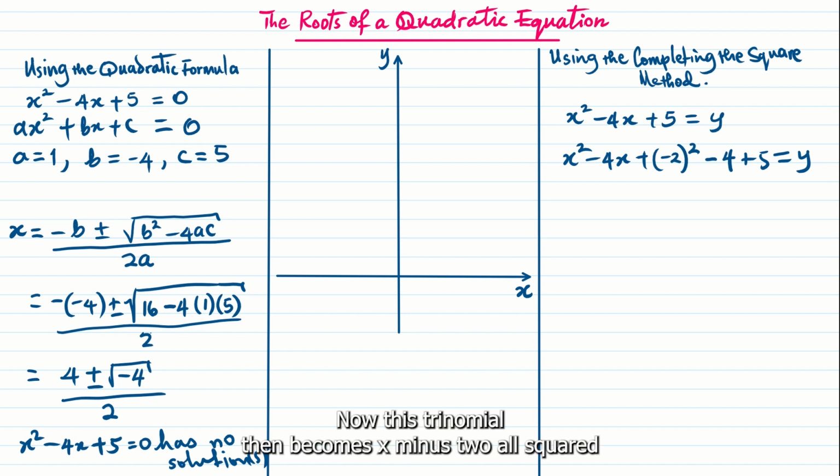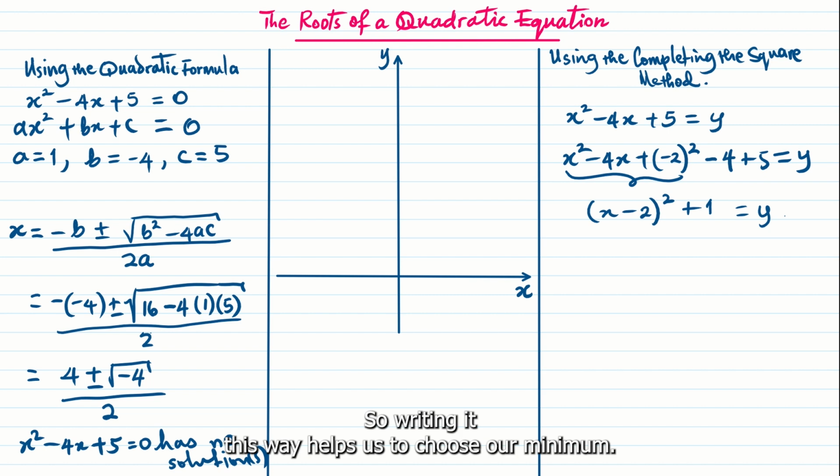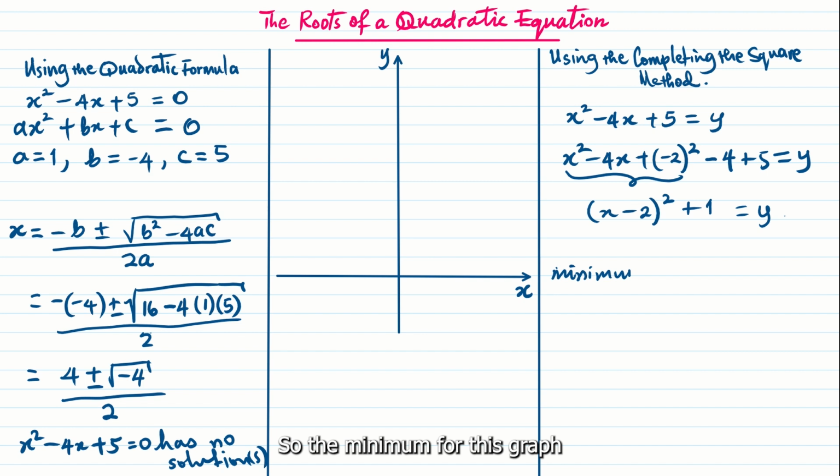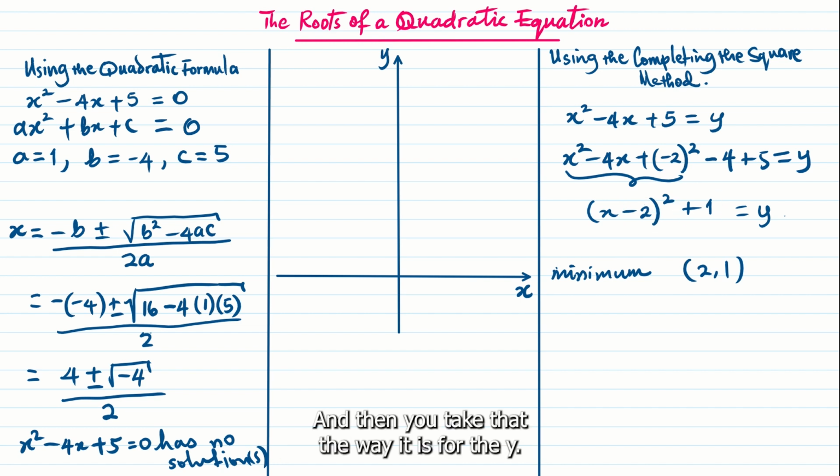All right, now this trinomial then becomes x minus 2 all squared. And then minus 4 plus 5 will just give us plus 1 equal to y. So writing it this way helps us to choose our minimum. So the minimum for this graph, that's the lowest point, is at 2 and 1. So normally you just take the negative of that, and then you take the y the way it is. So minimum is 2, 1.